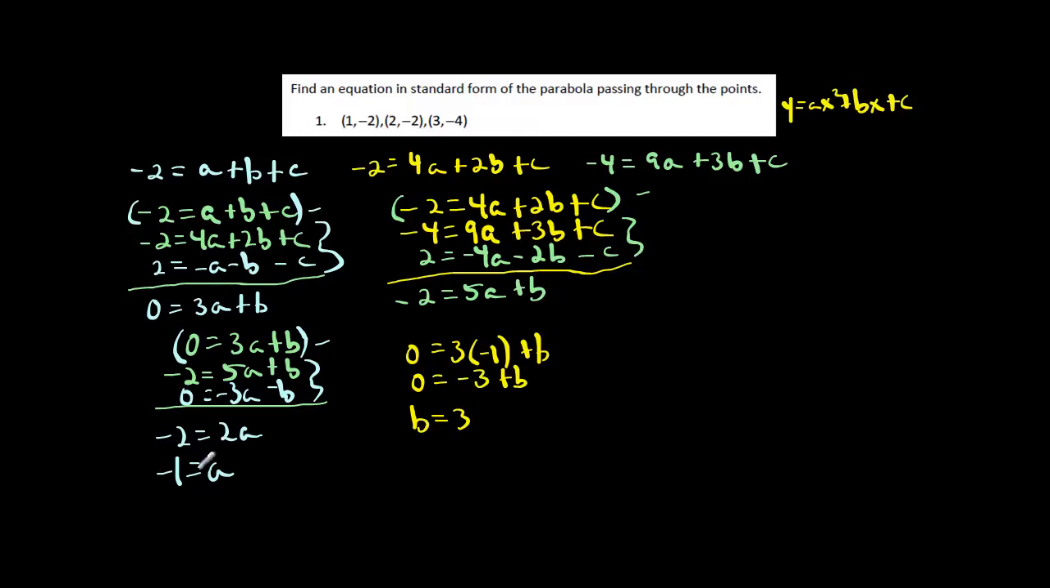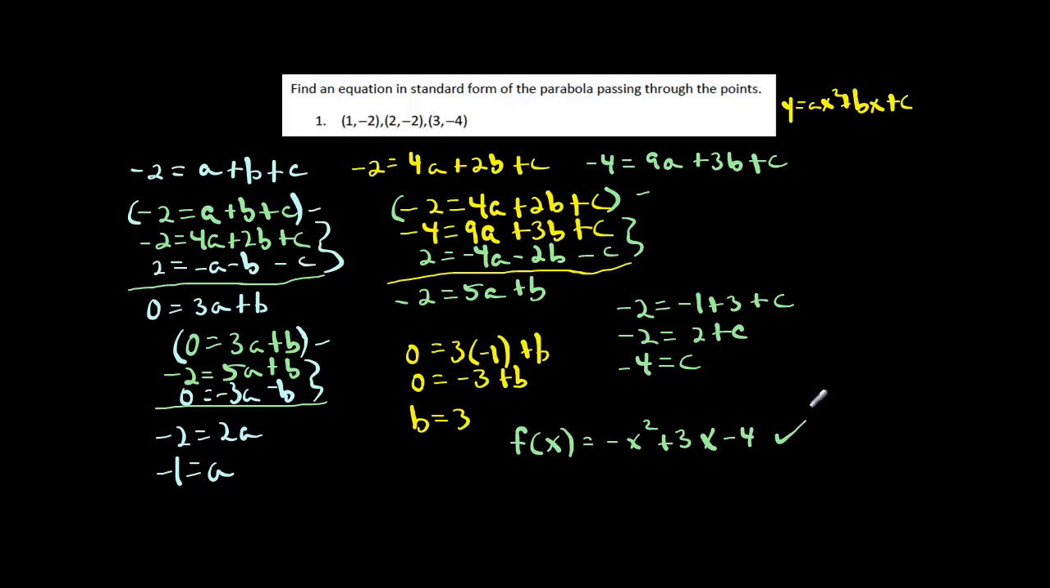To find c, we have to put a and b into one of these equations up here. So let's put it in the first one. So -2 equals a plus b plus c. Subtract 2. So we have a, b, and c. So we'll just write this out as a function. F of x equals -x squared plus 3x minus 4, and there's your answer.